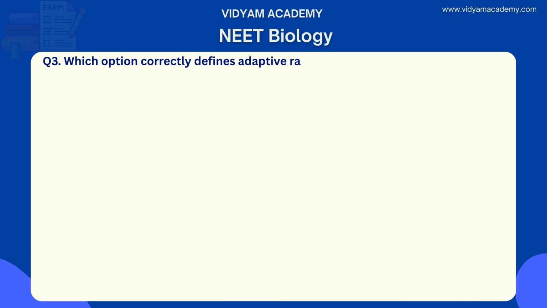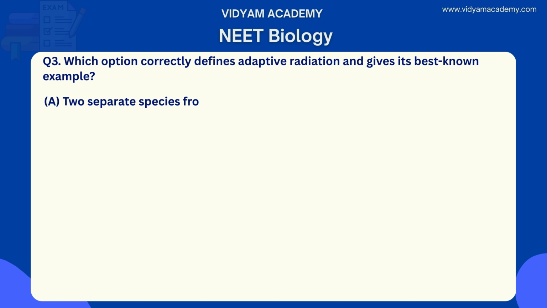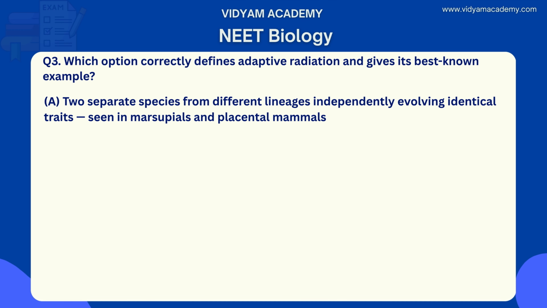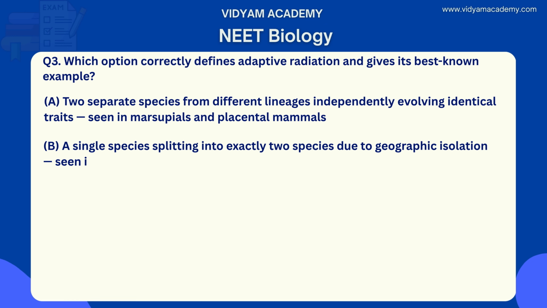Which option correctly defines adaptive radiation and gives its best known example? Option A, two separate species from different lineages independently evolving identical traits, seen in marsupials and placental mammals. Option B, a single species splitting into exactly two species due to geographic isolation, seen in Galapagos tortoises.